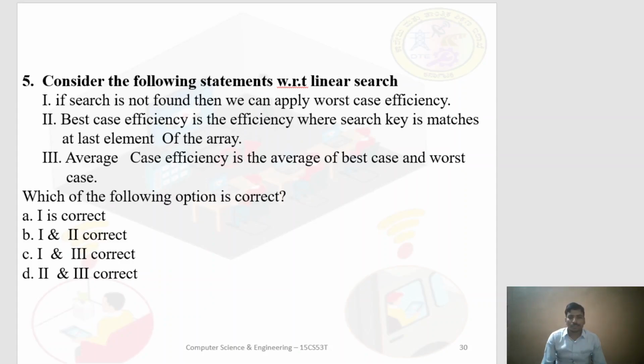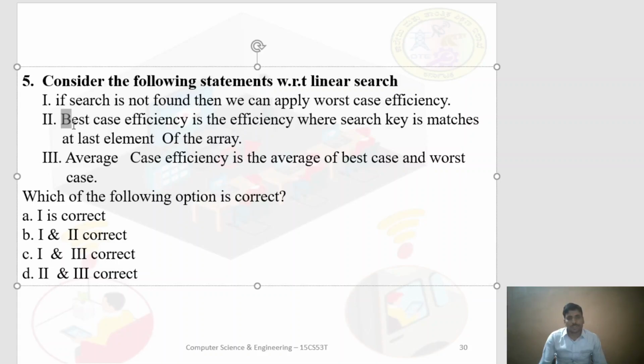Read the fifth question. Consider the following statements with respect to linear search. If search is not found, then we can apply worst case efficiency, right? So what is the worst case efficiency? It is the maximum number of steps taken to run the algorithm. In linear search, when does the worst case happen? When the matching happens at the last position of the array, or if there is no matching. Hence the first statement is correct.